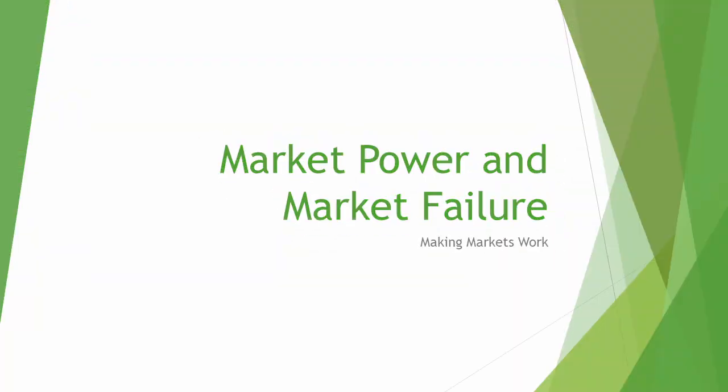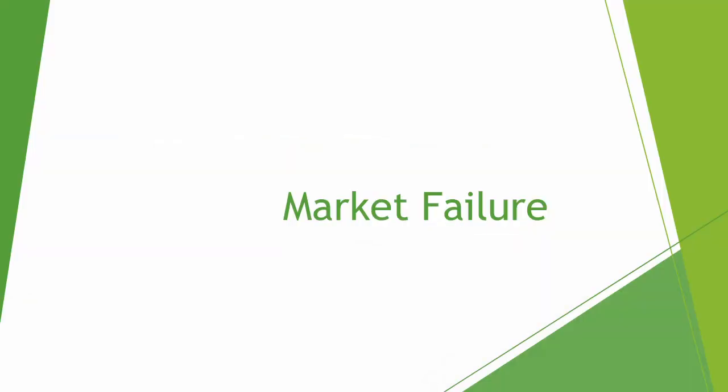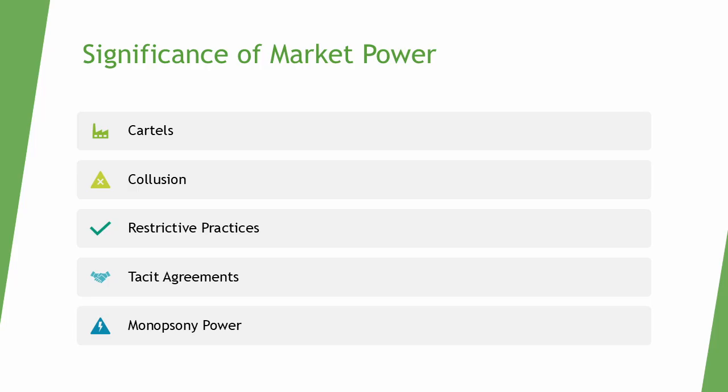Firms do not always behave in a way that benefits all economic agents, and governments may intervene to regulate the power these firms have. Market failure is a situation where the free market does not allocate resources efficiently, leading to a loss of economic welfare. Market power is the ability of a firm or group of firms to influence prices, output, or market conditions.